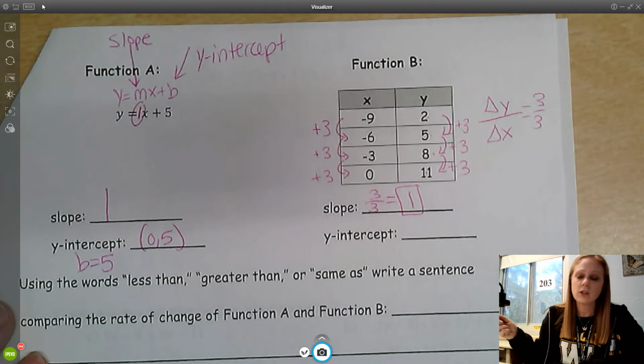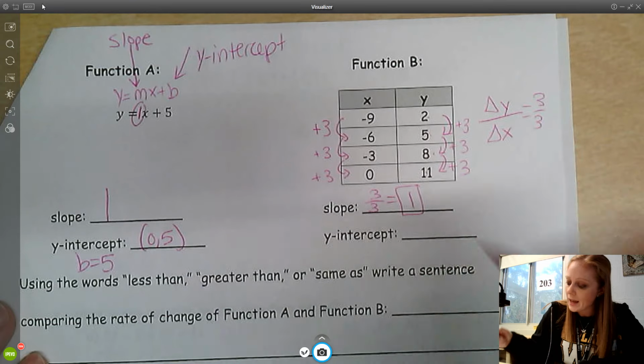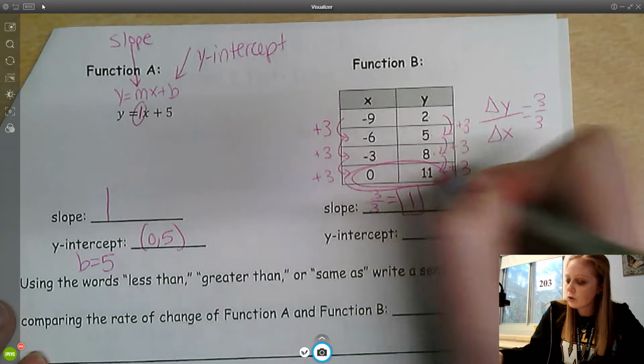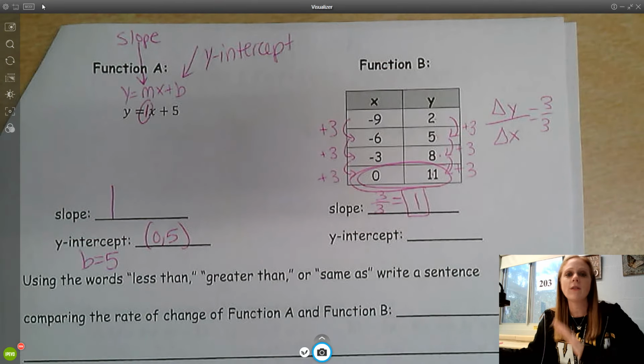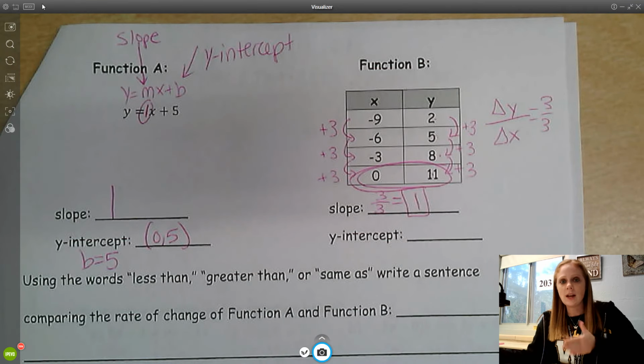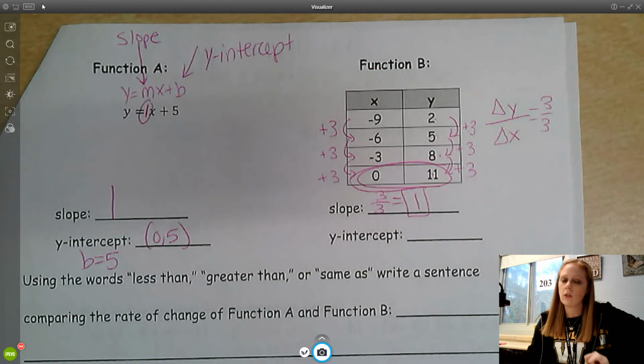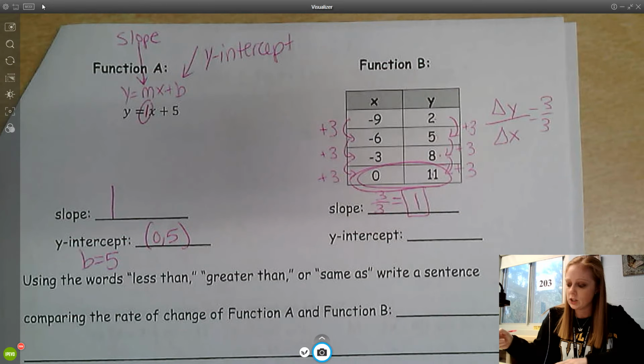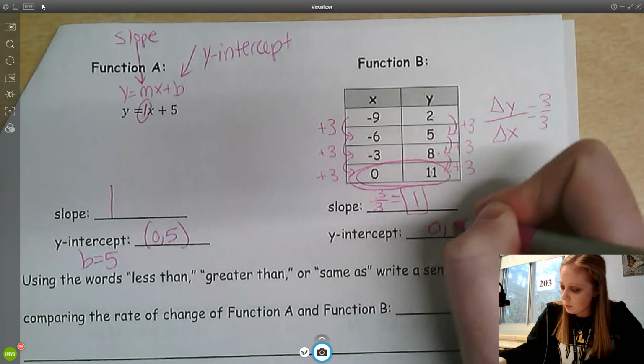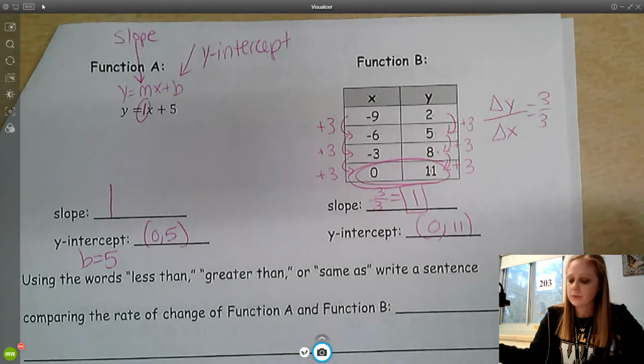Okay. Our y-intercept. The y-intercept is whenever the x is 0. So just look through your table and look through your points, whatever you're given. Find where the x is 0. That one is the y-intercept. Because if the x is 0, it's not moving left or right on that x-axis at all. You're staying at 0, and then you're just going up or down on the y-axis. So that is our y-intercept. So here it's going to be the point (0, 11).